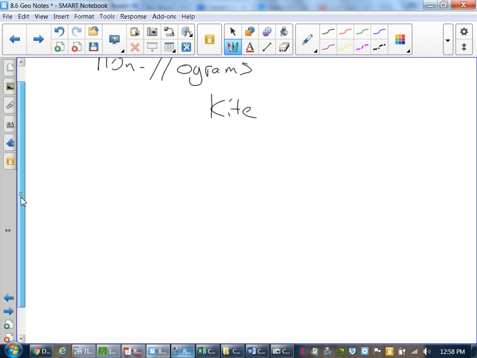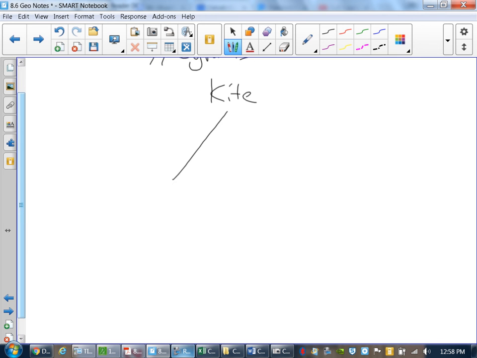When we talked about the kite, I always said to treat it like two isosceles triangles put together. Treat the kite as two isosceles triangles that share a common base. That common base plays the role of a diagonal. That diagonal connects the two different angles that would be congruent within the kite. So what I mean is, this would be the common base for both of those two triangles.